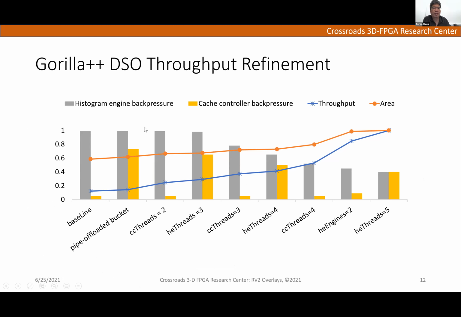So in this particular case, for this small application, you can see we started at the baseline. This is how much back pressure there was in this particular histogram engine. At some point, we get to a reasonable amount of back pressure. We balance the back pressure for the histogram engine and the cache controller, and we get to a high throughput at a specific area, right? So I just want to show this as an example of how we can automatically tune the particular hardware that we generate.